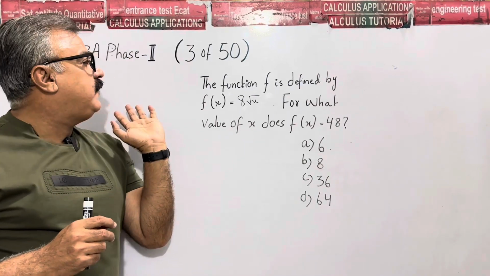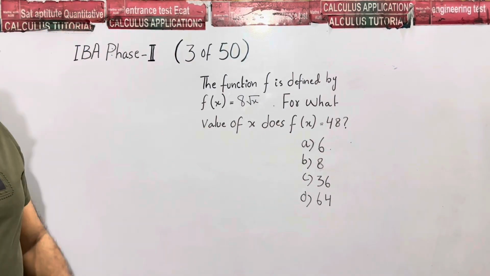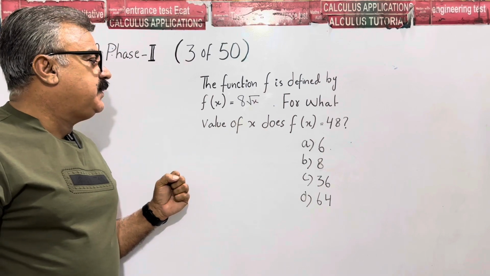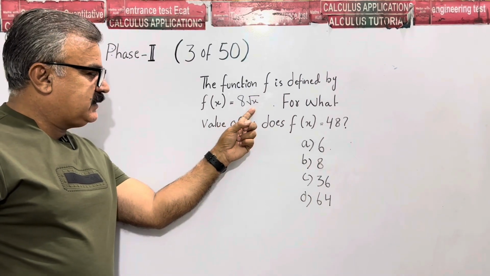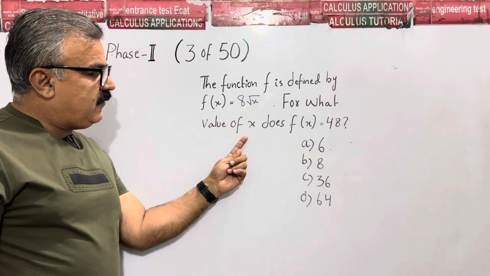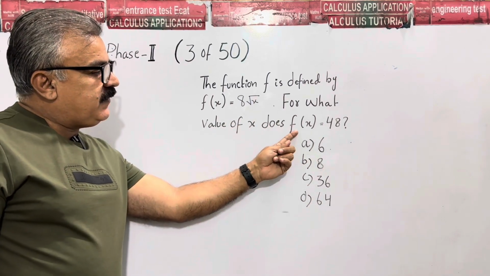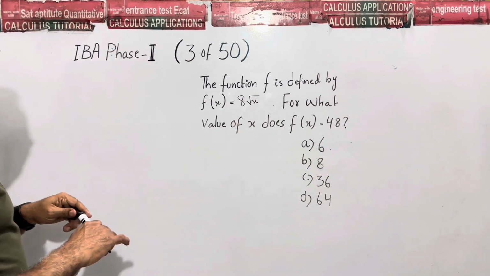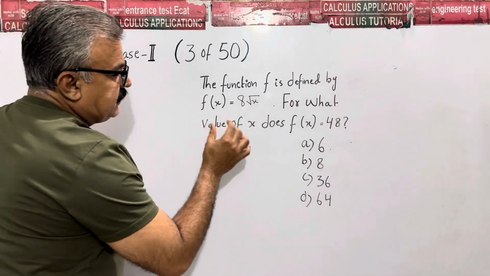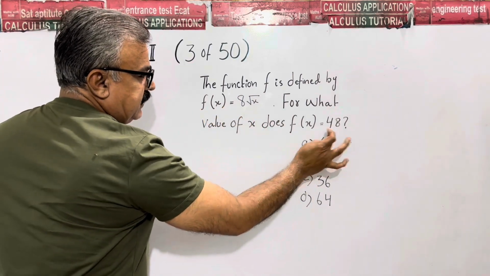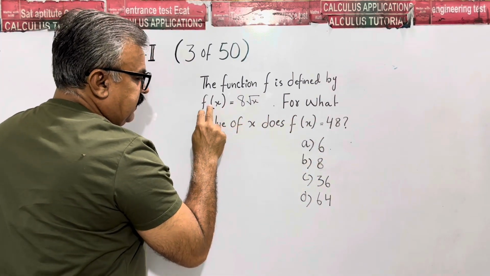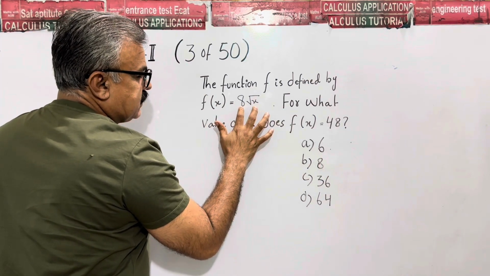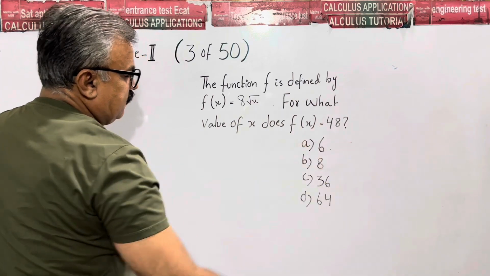3 of 50 for the phase 2. Our question reads: the function f is defined by f of x is equal to 8 times root x. For what value of x does f of x equal 48? Just plug in 48 instead of f of x, and solve for x.